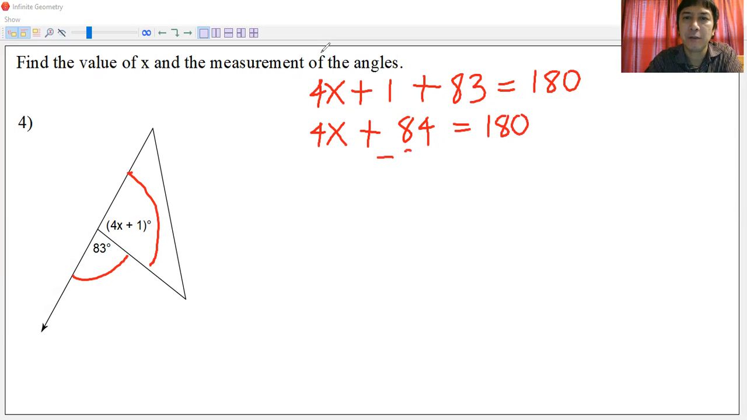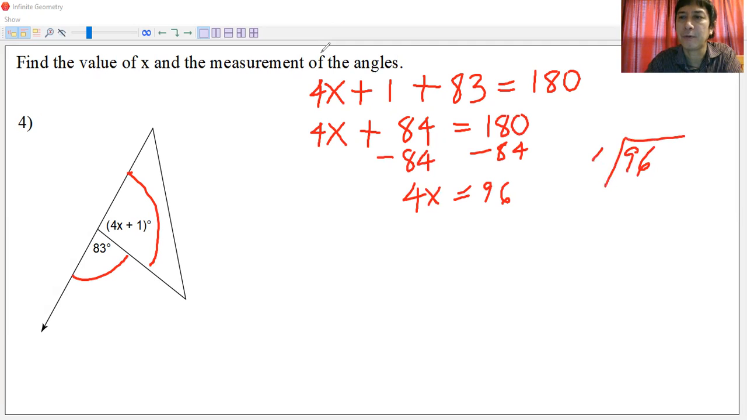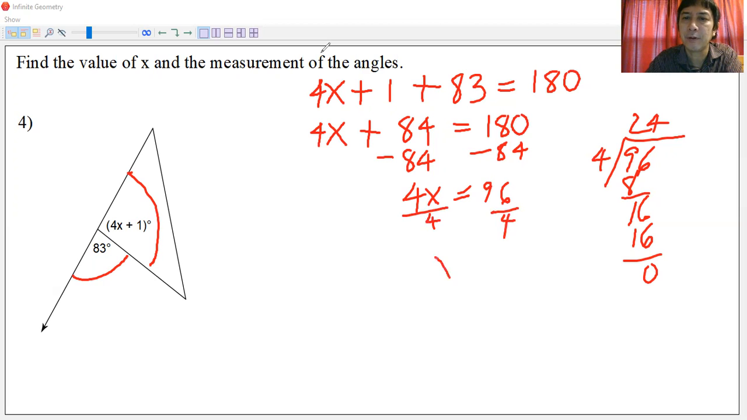So we deduct 84 from both sides. This will be 96, and this will be equal to 4x. So 96, we divide by 4. And this will be 24. We divide this by 4 and divide this by 4. X is 24.